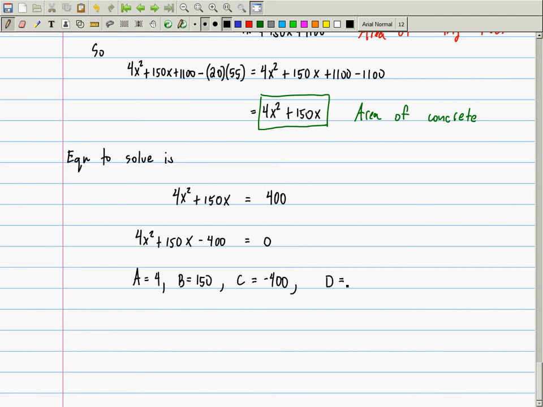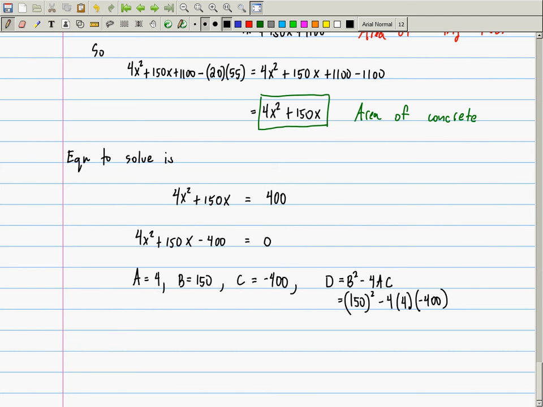What's the formula for the discriminant in terms of A, B, and C? Right, it's B squared minus 4AC. We're going to check this first because we want to see if there's a solution. Maybe there's not a solution. So according to this, it should be 150 squared minus 4 times 4 times negative 400.